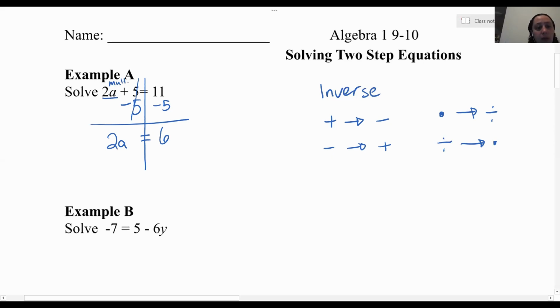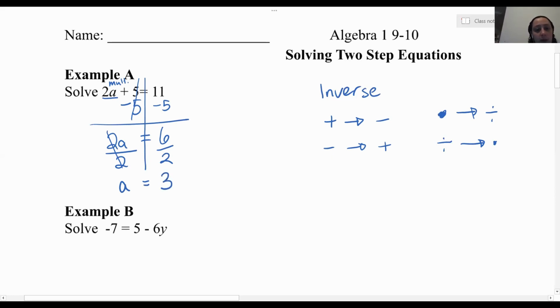I'm multiplying by 2, so the inverse of multiply is divide. So I'm going to divide 2, and whatever I do on one side, I have to do on the other side. 2 divided by 2 is 1, and 1 times anything is just that thing. So we have a here equals 6 divided 2 is 3.